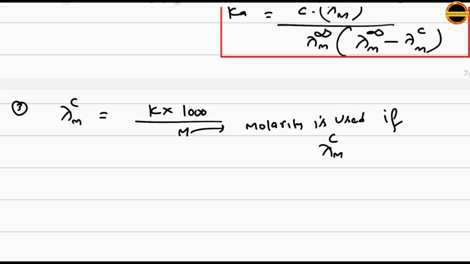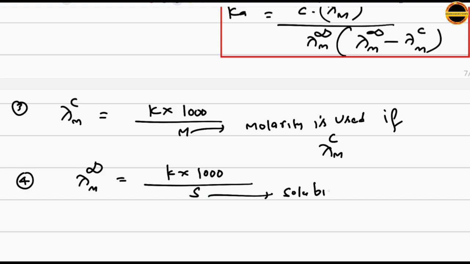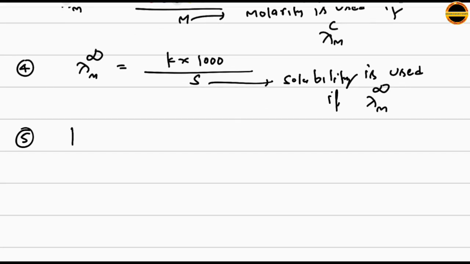Okay. Similarly, if you are writing at infinite dilution, then we use solubility S. S is equal to solubility. Solubility is written if it is lambda m infinity. Solubility is used in the denominator if it is infinite, because at infinite dilution you can see the maximum amount of solution, or you can say saturated. So here we use solubility in this particular sequence. And remember, solubility product or KSP is equal to the product of ions present in the given solution of salt.